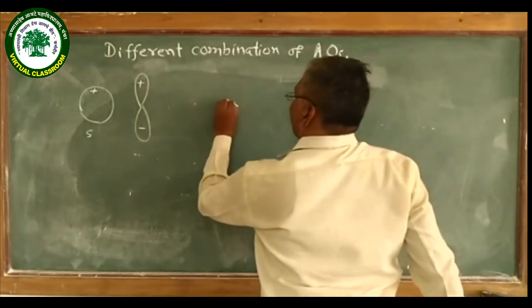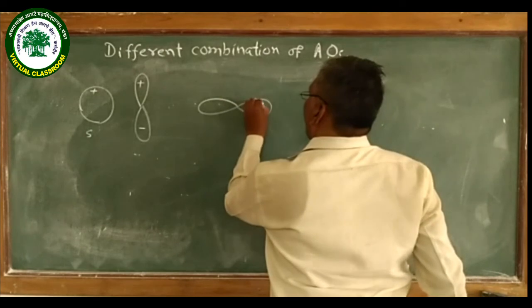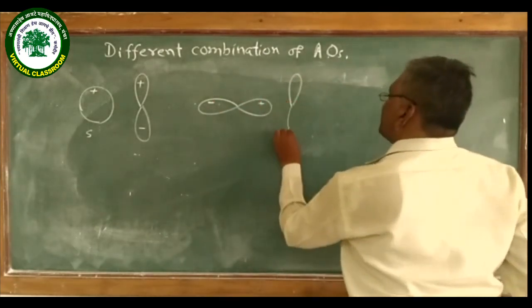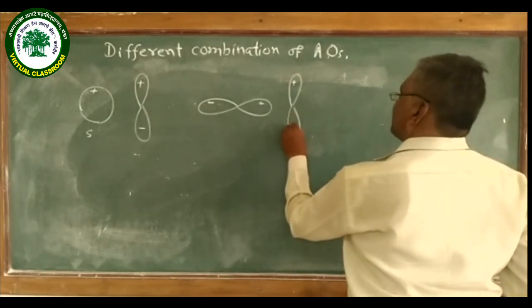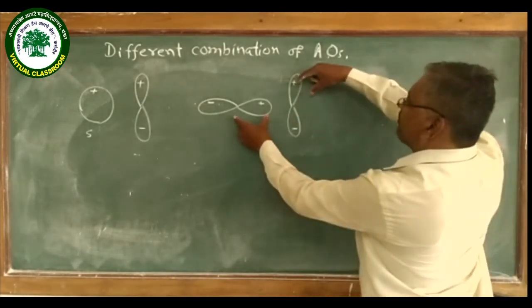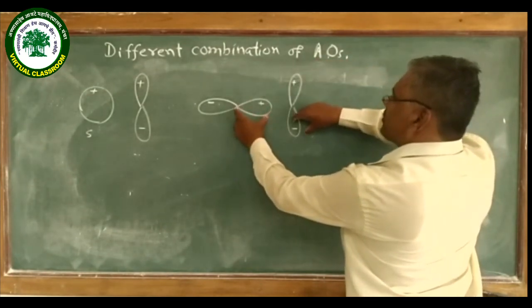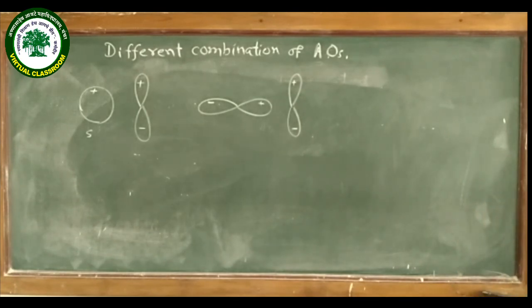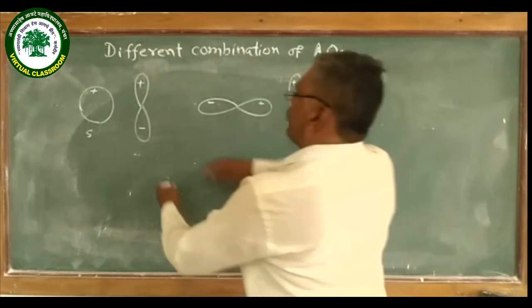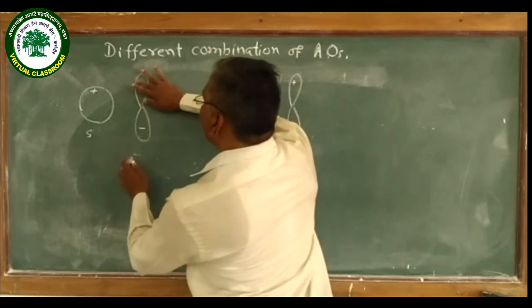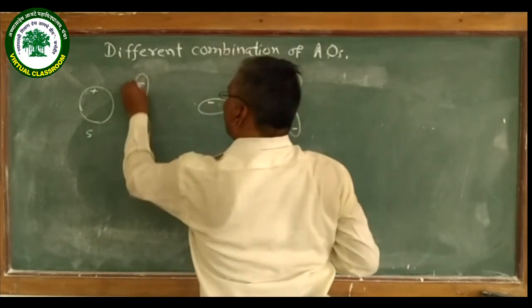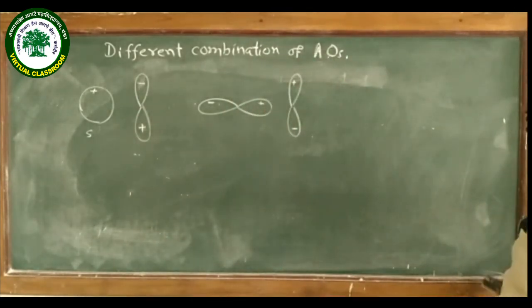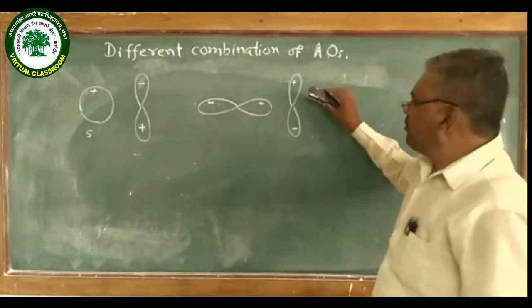Another, if px orbital overlap with py or pz orbital of other atom, then also you can see here the plus plus overlap and plus minus overlap is there. So simultaneously you have both the types of overlapping. Though here if you change the sign, the simultaneous overlapping still exists. So such kind of combination will lead to the formation of non-bonding molecular orbital.